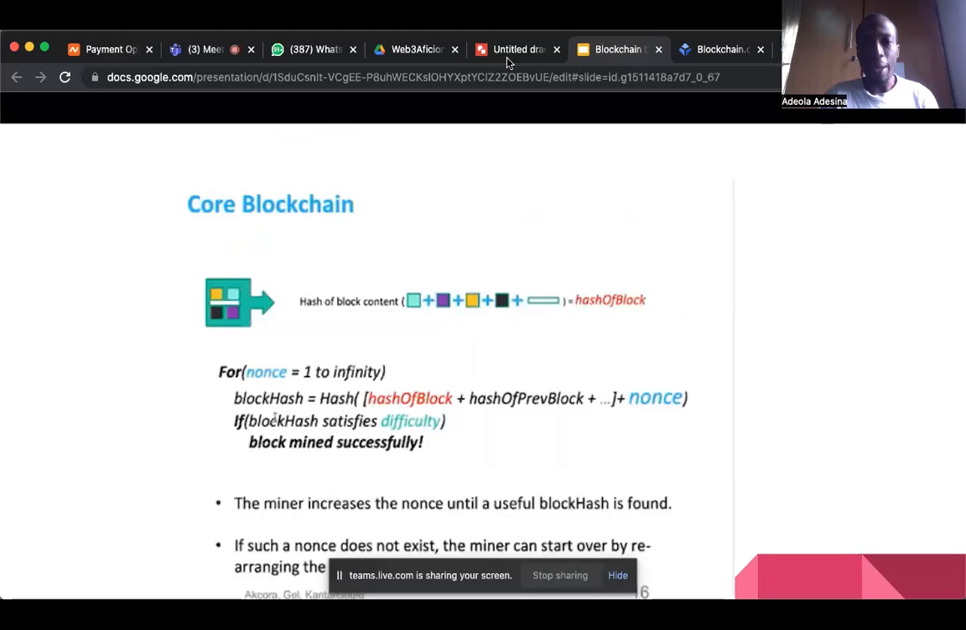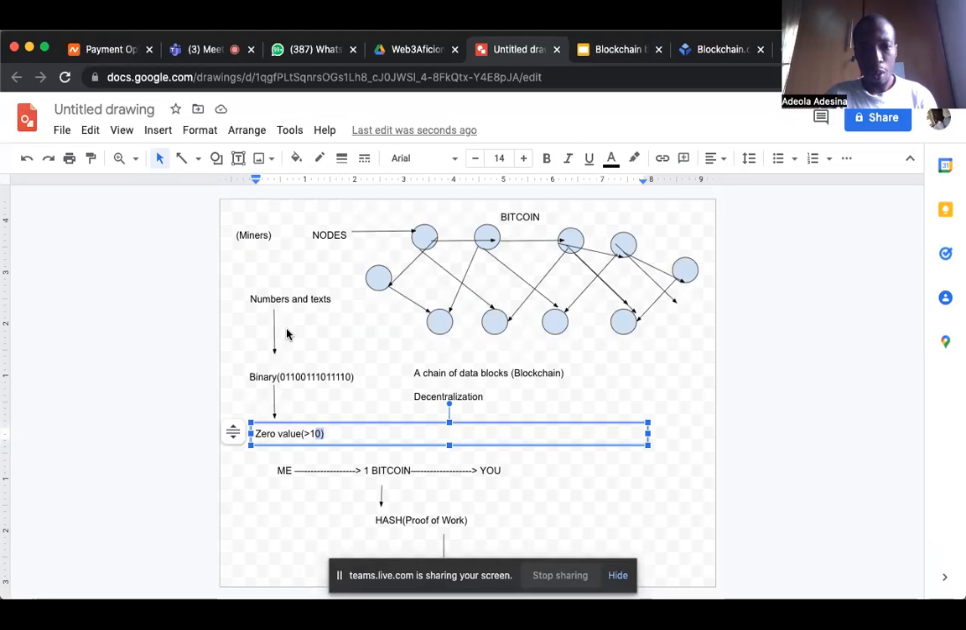So if this entire text, which is converted to binary format, satisfies the zero value, for example, greater than 10, then you can mine this data or this Excel file to the block successfully. And then every other system admin or every other node will verify that this data being committed has a zero value greater than 10, and then every other node will confirm that this is correct, and then the block is mined successfully and data is inputted into this chain.